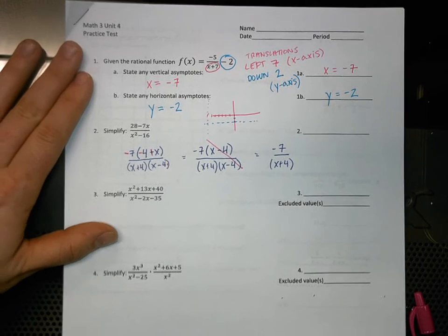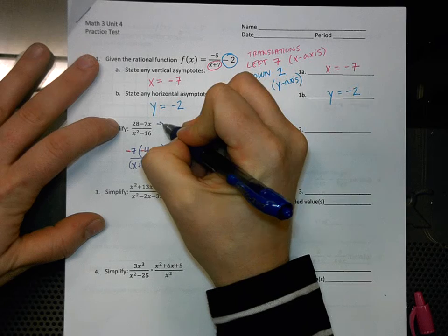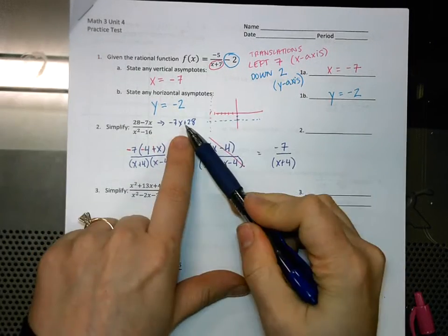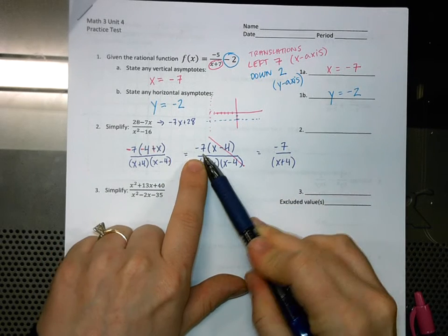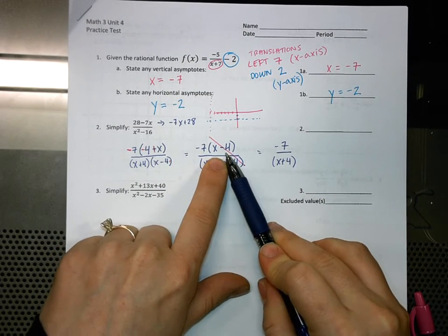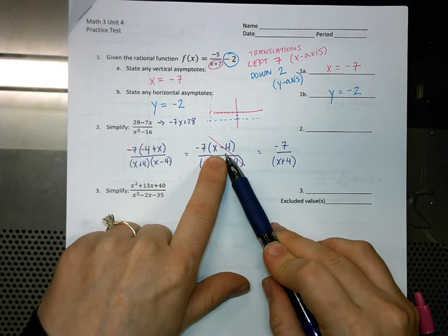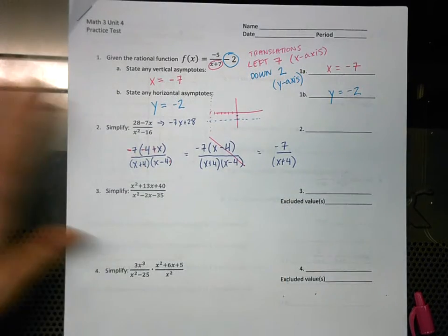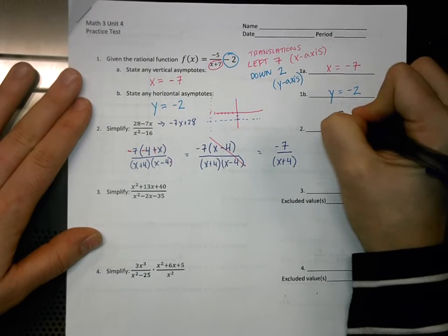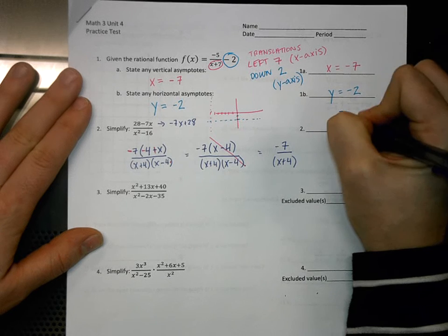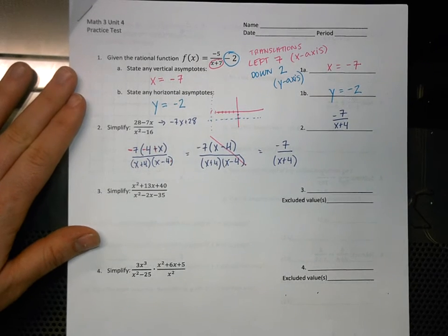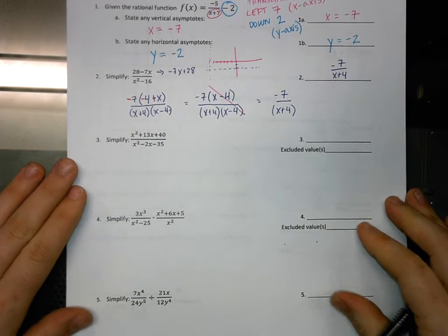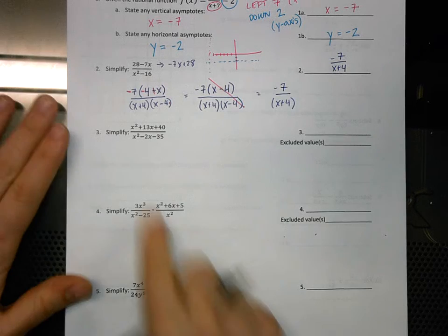Taking a look at the numerator one more time, if I would have rewrote that as -7x plus 28, I could have factored out the -7 right away. And then that would have left my binomial as x minus 4. That might have been more simple. All right, so -7 over x plus 4 is that simplified expression, not solution. All right, number 3.